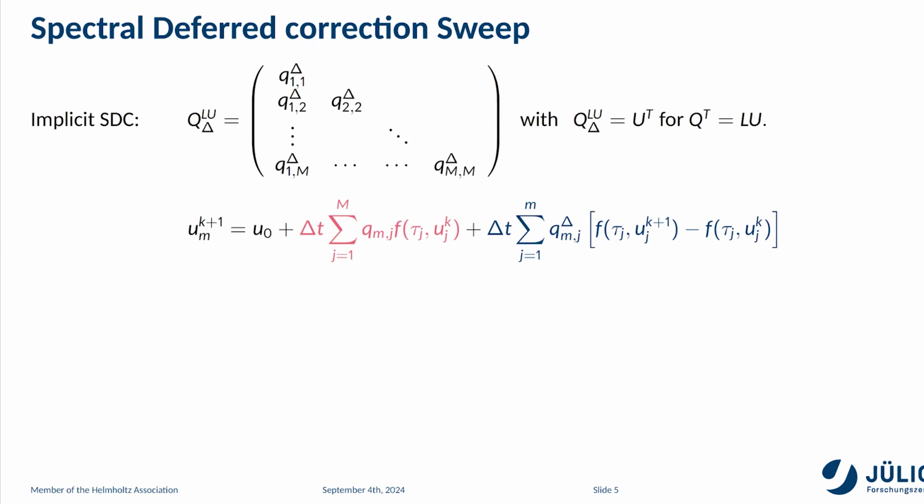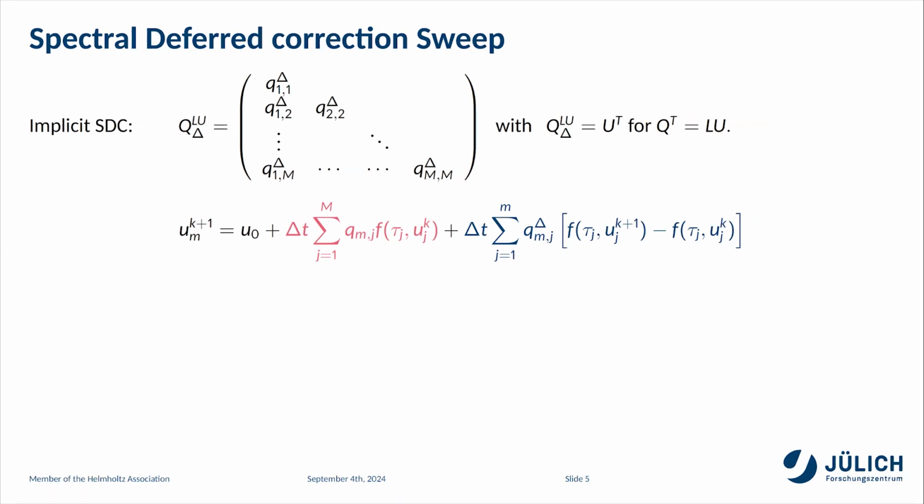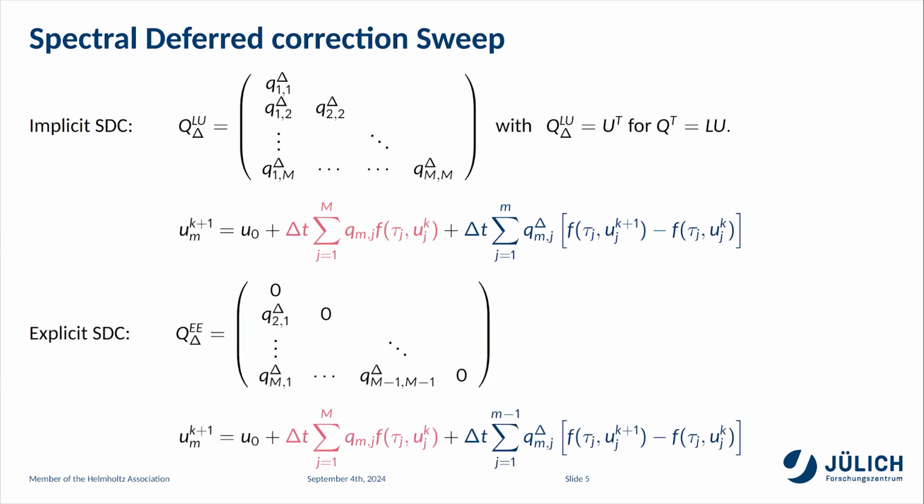Usually in SDC, we use the LU trick to create the Q delta from our integration matrix Q. Then the iteration at each node can be written like this. If you look here, this is just a quadrature, and this is the correction step. Since we are using the lower triangular matrix, we have only one term that makes it implicit, so we can solve it like this. Then we can also use explicit SDC.